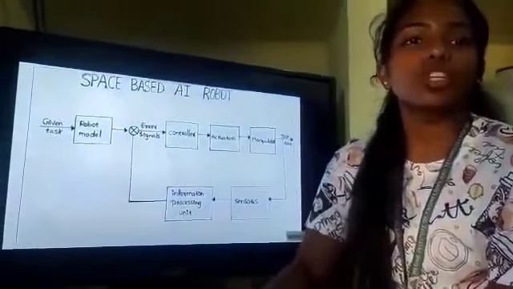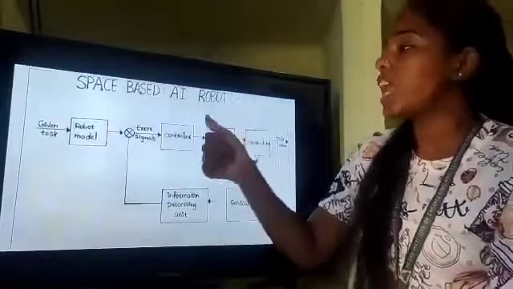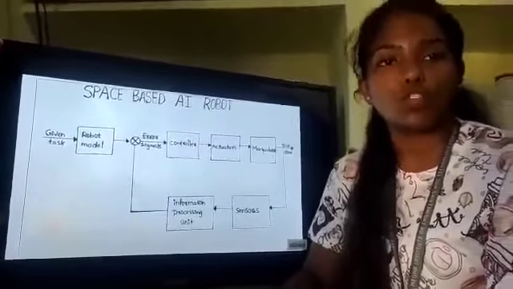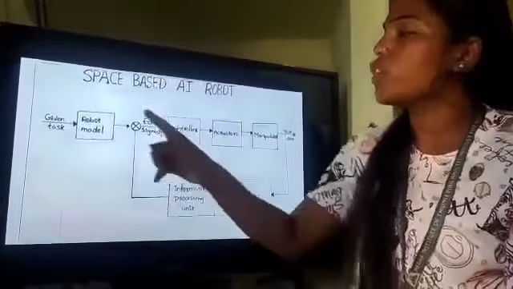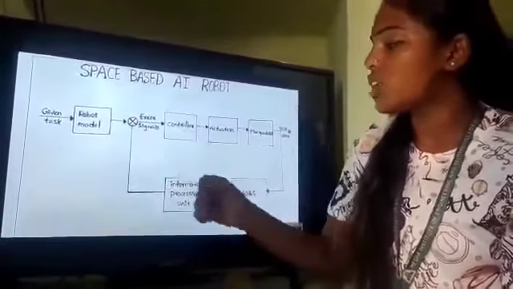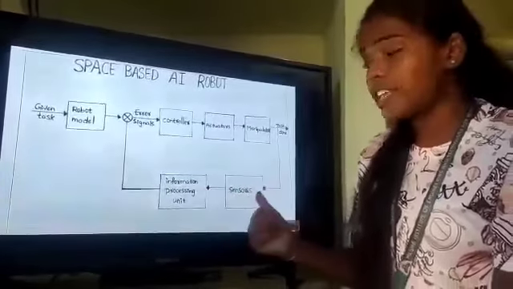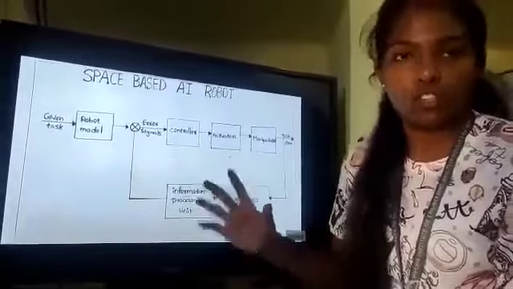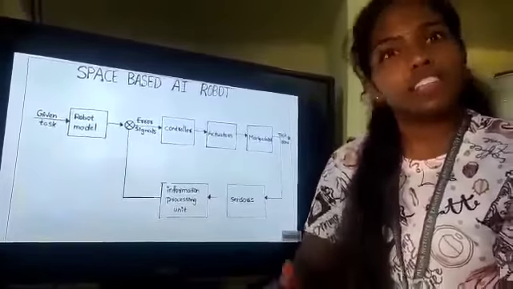Now we are going to learn about the topic of the space-based AI model. A space-based AI model means an artificial intelligence robot. This is a block diagram of a robotic model. The robotic model consists of a controller, information processing unit, sensors, chips, beams, and lots of things which construct the robot. Let's take an example.